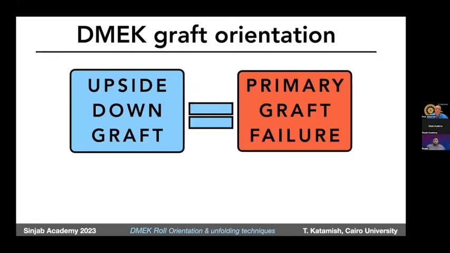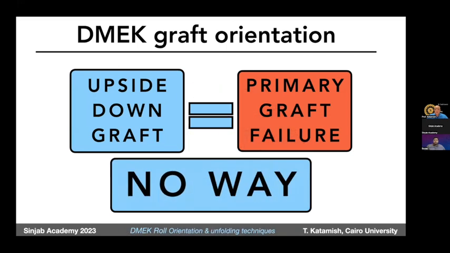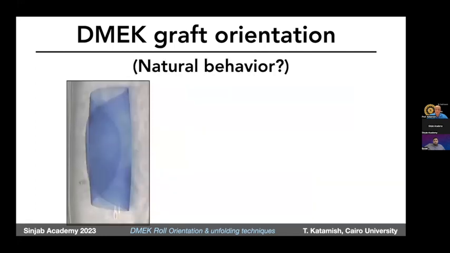you know, if you have your DMEK graft upside down, this means primary graft failure. No way. It is unacceptable at all to put the graft upside down. You will be having primary graft failure from day one. So this is a very important item. You should be sure that the graft is in its proper orientation before unfolding it.